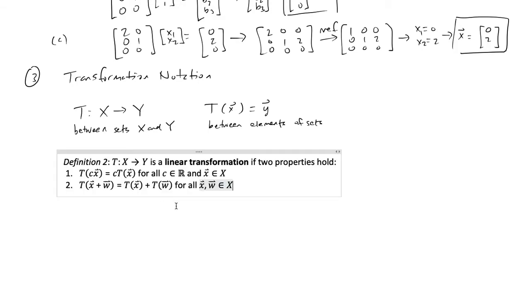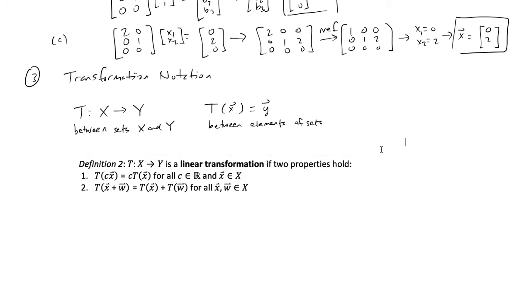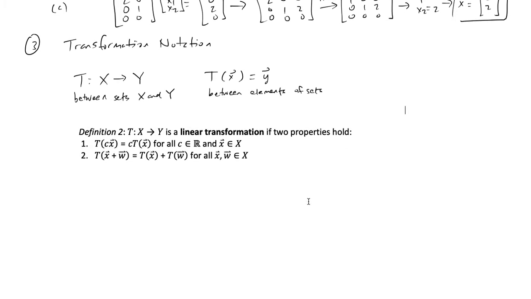All right, so let's introduce a definition regarding a general transformation. So we have this general transformation that goes between sets and it takes elements to elements, and we say that this transformation is linear if it satisfies these two conditions. The first condition is that if you have a constant times x, then that's the same as the constant times the transformation of x. And in a similar fashion, if you have a sum and you transform that sum, then that's going to be the sum of the transformations.